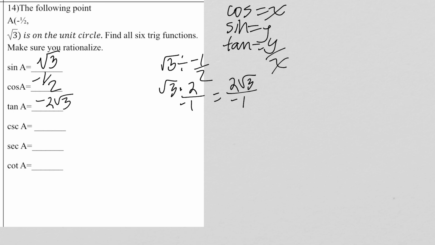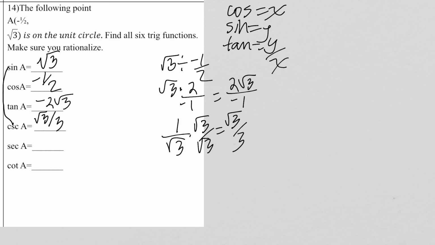Let's do the reciprocal of sine, which is this one, cosecant, this one. So I'm going to flip root 3, which would be 1 over root 3. And now I rationalize this. So I have it as root 3 over 3. Let's do the reciprocal of cosine, which is the secant, SEC. The reciprocal of -1/2, that's easy, is -2.